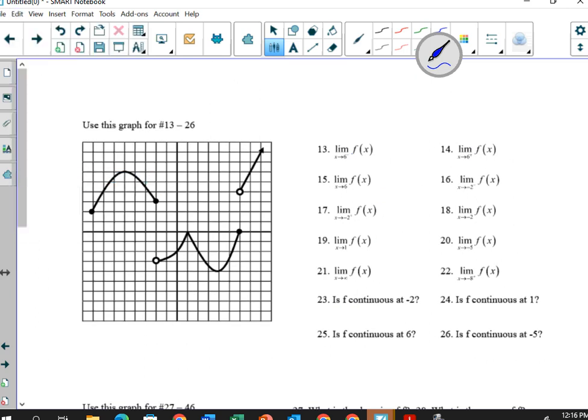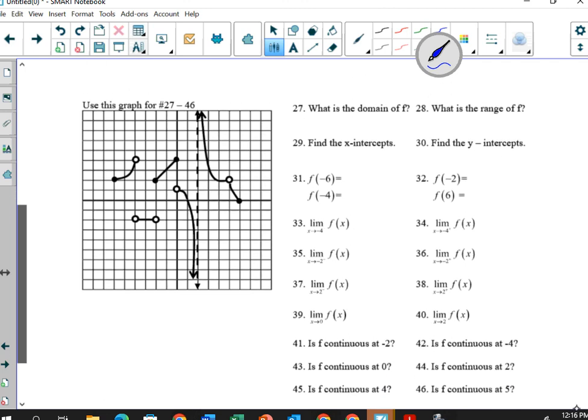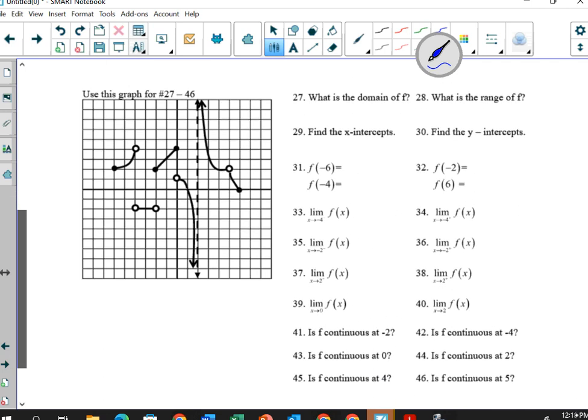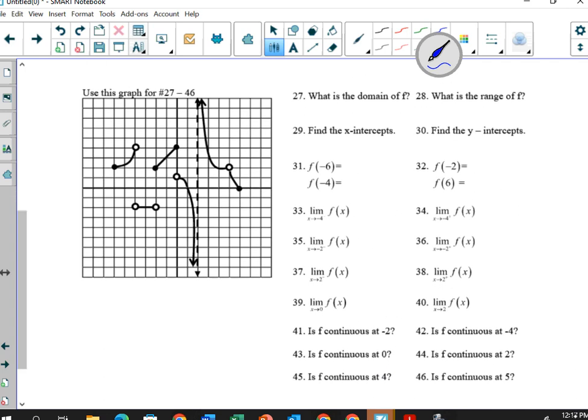Let's do 27 through 46, just because there's a few more questions in there that I like than at the top. I don't think we need all of those. So guys, do the bottom part here. Again, scroll down to the bottom of your worksheet.